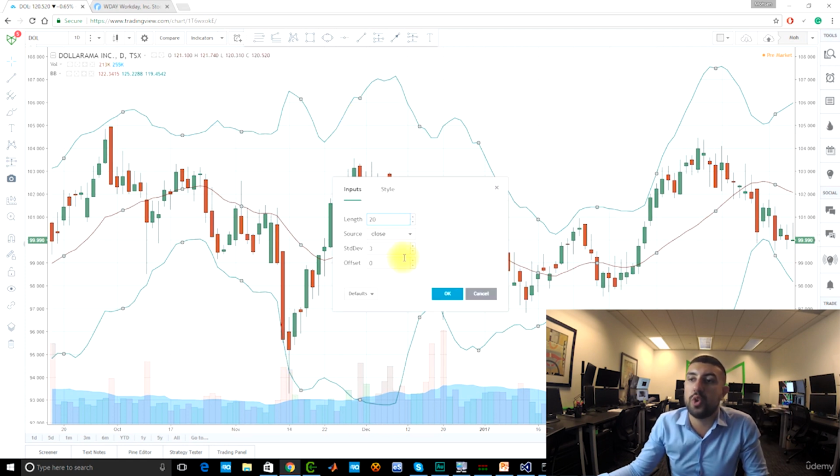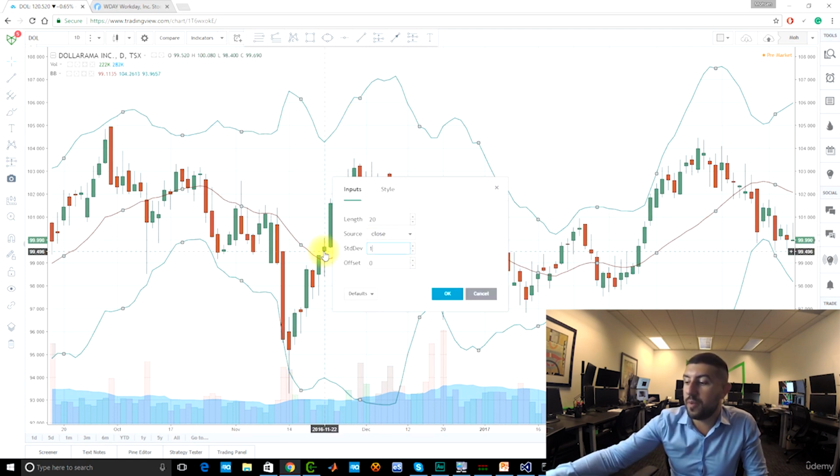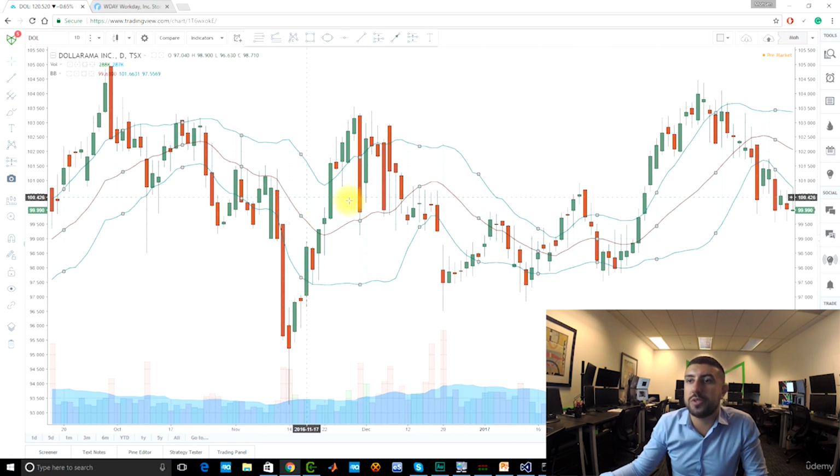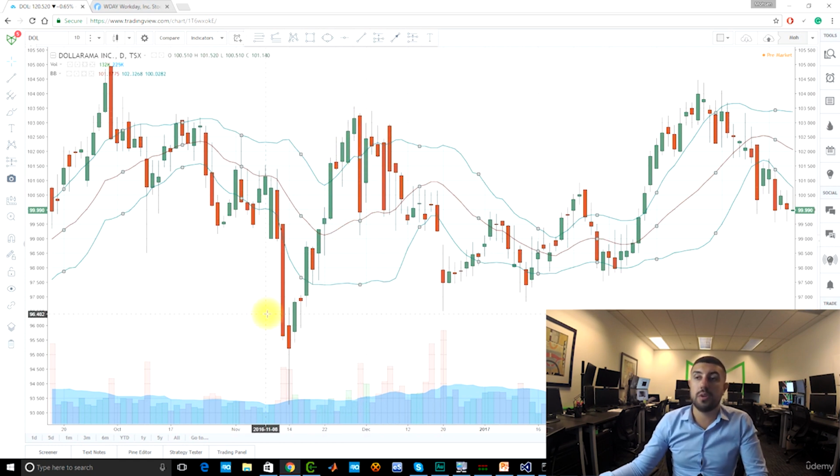So you can decide how risky or how not risky you want to be. If I put 1 standard deviation, I'm so close. It's just 65% of the time that it's going to be within it. So it's going to get out of that zone too often.